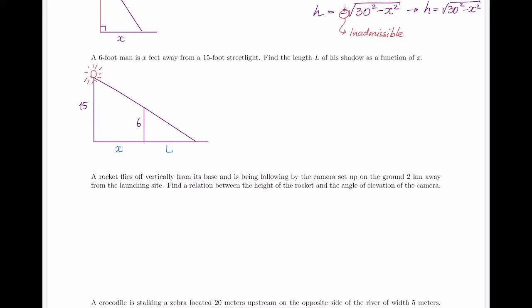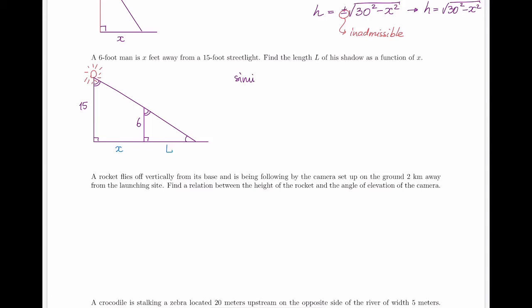Looking at this picture here, I can see that, for example, Pythagoras is not going to be terribly useful because I have two triangles in operation. I have a triangle that involves the streetlight, and I have a triangle that involves the man. If we look at them closely enough, we can see that they're both right angle triangles, but also they both share this angle. Right? That's common to both of them. And because they're right angle triangles, that also means that these other two angles are equal as well. So these triangles are similar.